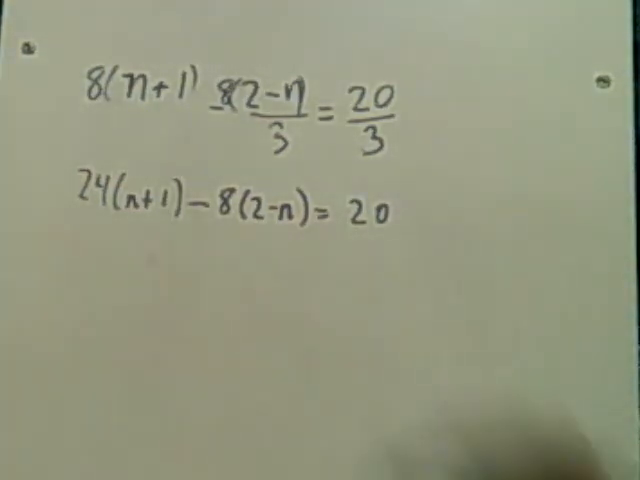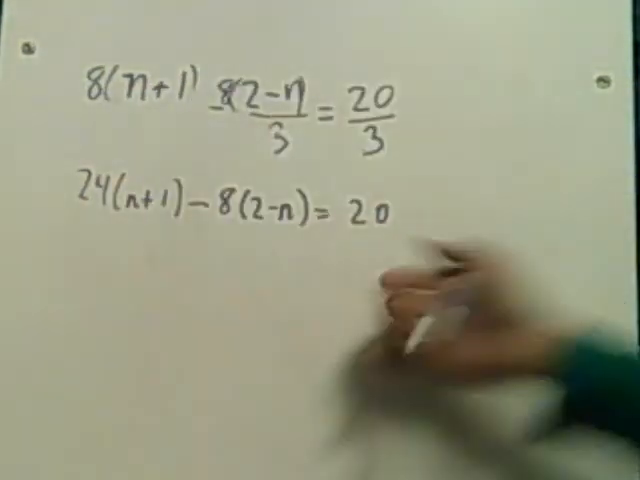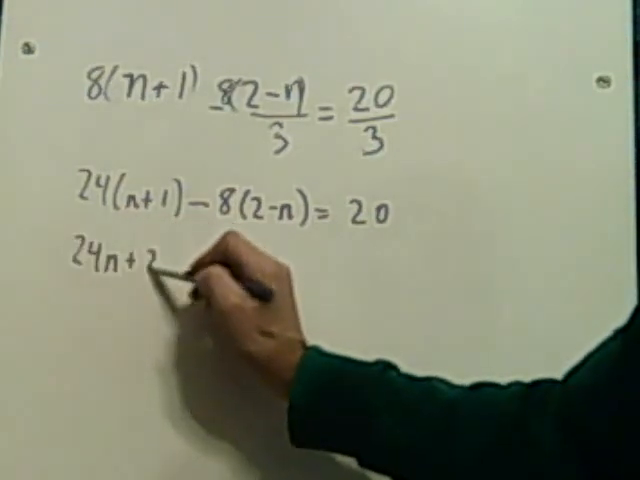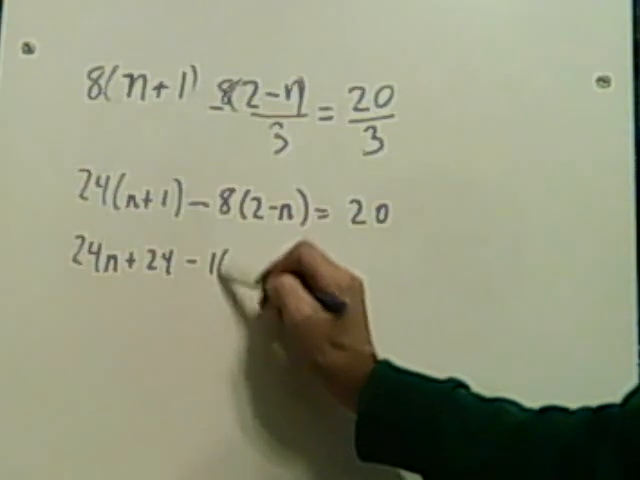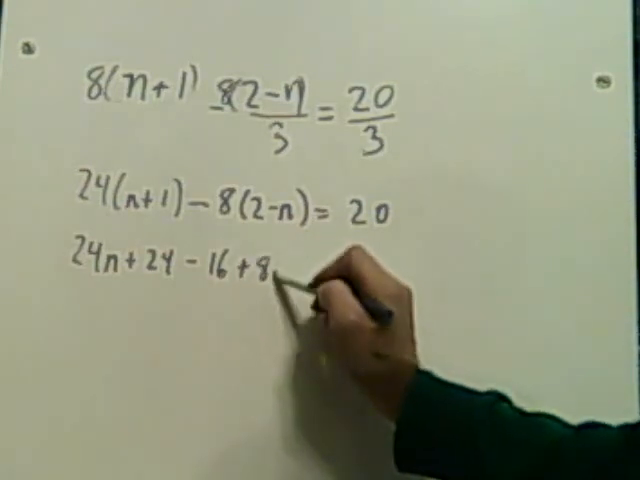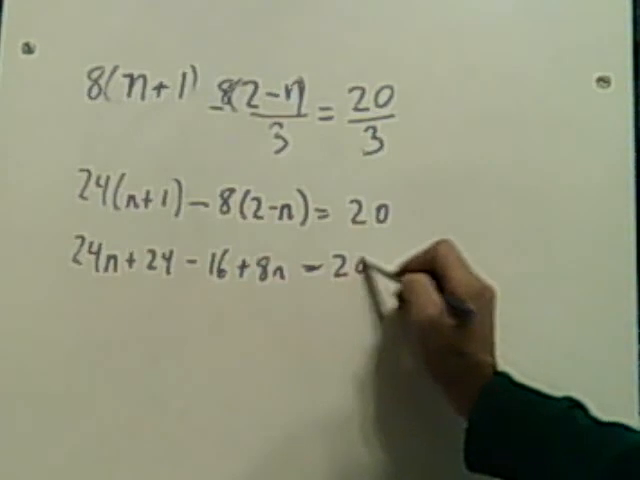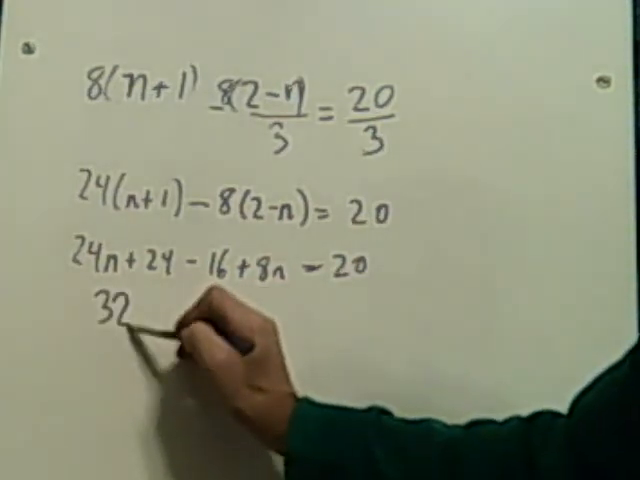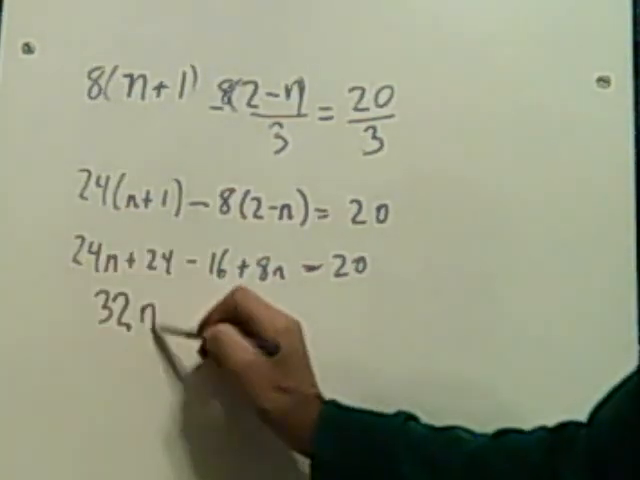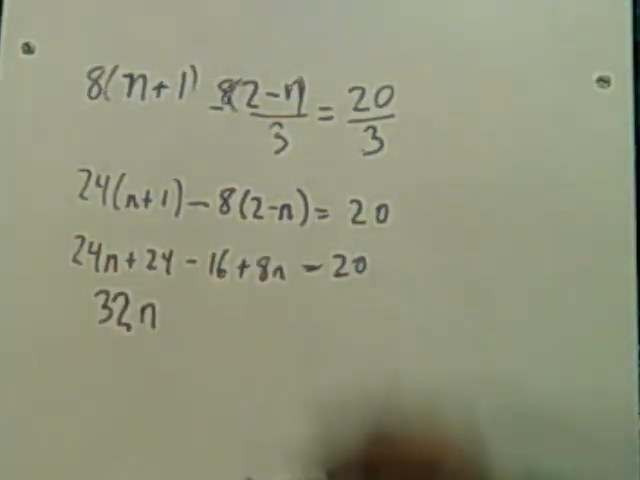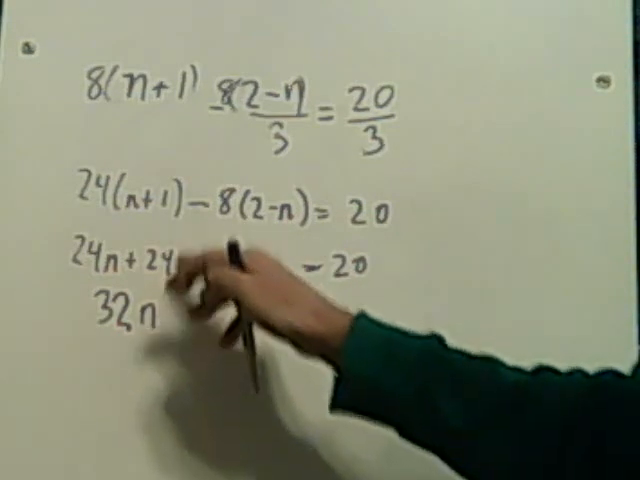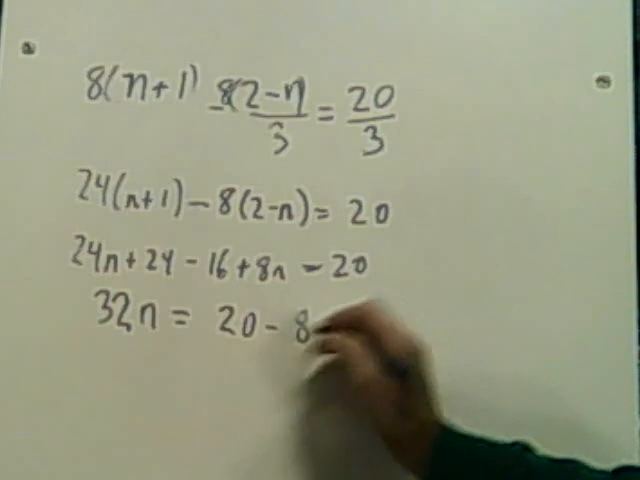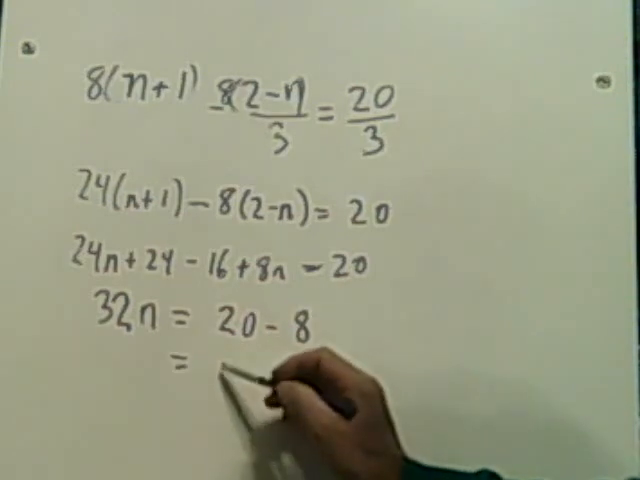Okay. That got rid of all the numbers that were on the bottom. Now I can put the n's together. I get a 24n plus 24 minus 16 plus 8n equals 20. That's going to be 32n. 24 and negative 16, that's a positive 8. That positive 8 is going to go on the other side as a negative 8. So we're going to get on this side 20 minus 8. That's going to be equal to 12.